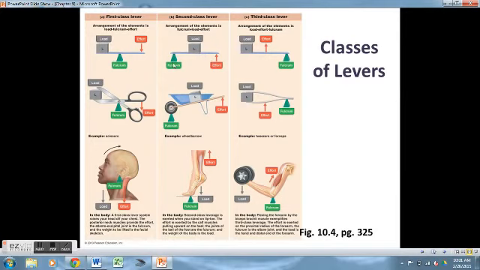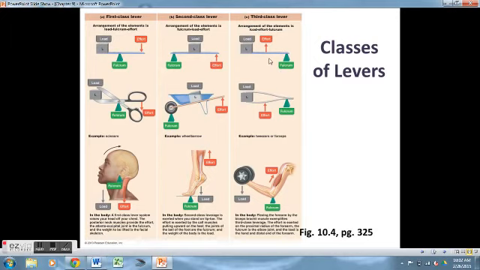So a second class lever has rearranged things. Now the fulcrum's on the end, the load's in the middle, and the effort's on the other end. So this is like using a wheelbarrow. A good example here is when you stand on your tiptoes. So the fulcrum would be the joint right there between your phalanges and your metatarsals. The load is the weight of your body kind of pulling down, gravity and the weight of your body. And then the effort is being provided by your gastrocnemius, which is your calf muscle.